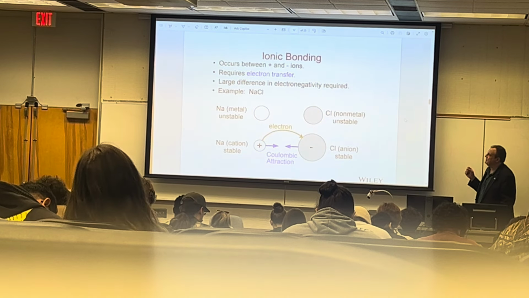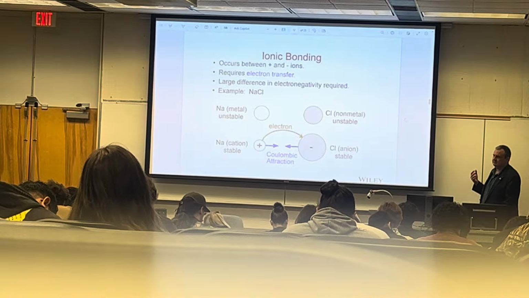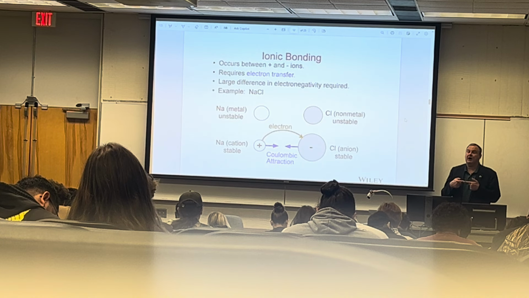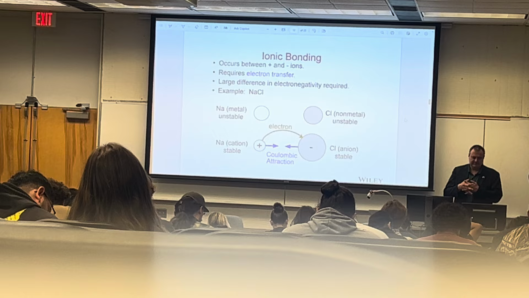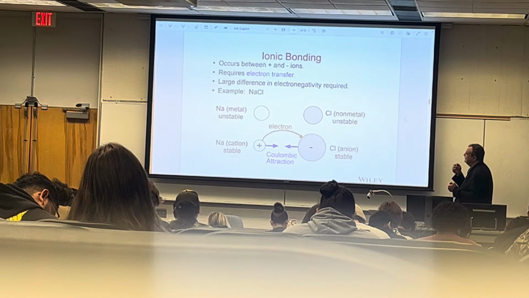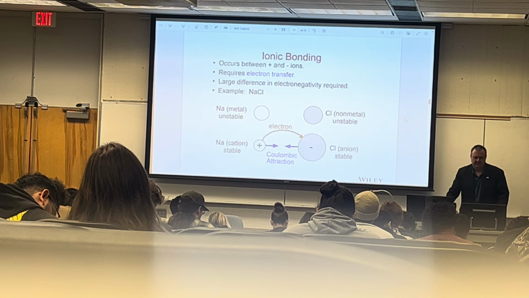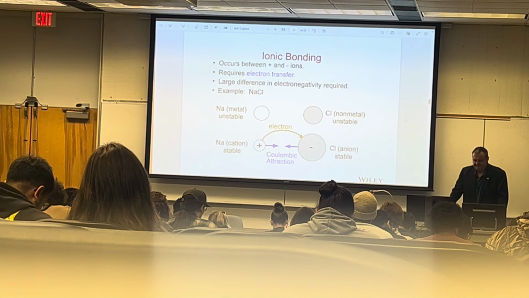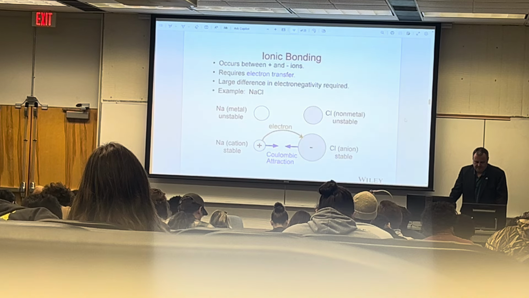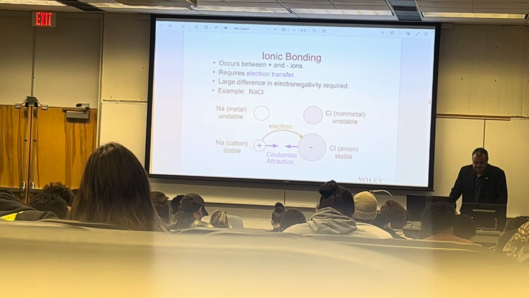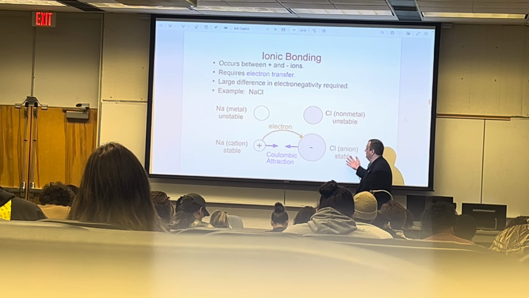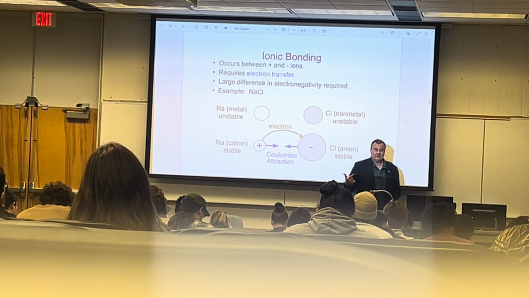So ionic bonding happens between positive and negative ions. Well, ions by definition are either positive or negative, but they have to be opposite. Have you heard opposites attract? Pluses and minuses attract. It requires a transfer of electrons, and for that to happen, there has to be a large difference in electronegativity. A good example is table salt, sodium chloride. Sodium gives an electron to chlorine, and then they are interacting through Coulombic interactions.